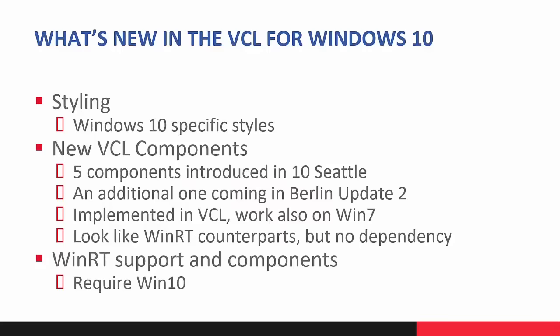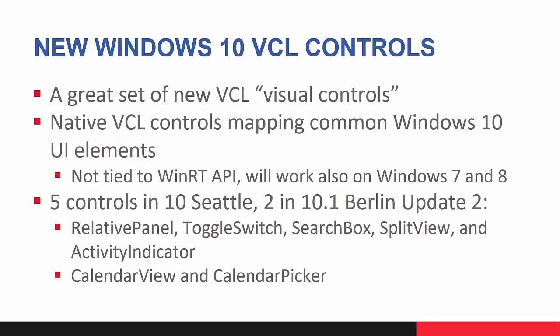So let's focus on VCL and Windows 10. We added styling, we added new VCL controls, a lot of them in 10 Seattle, and a new one was actually just released in Berlin Update 2. The key concept here is that these controls are implemented in the VCL, and so they work also on Windows 7. They look like the WinRT controls counterparts, but there's no WinRT dependencies, so there's no need to use Windows 10 to run them. As we will see later, we do have WinRT specific components, and those require Windows 10.